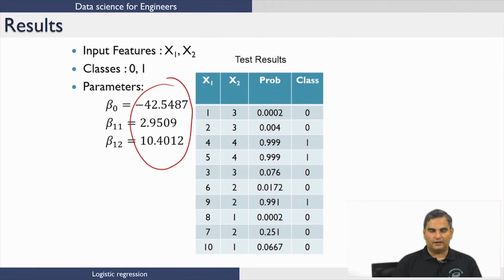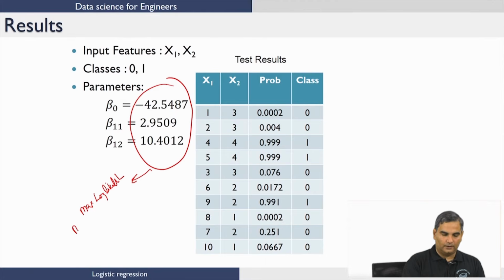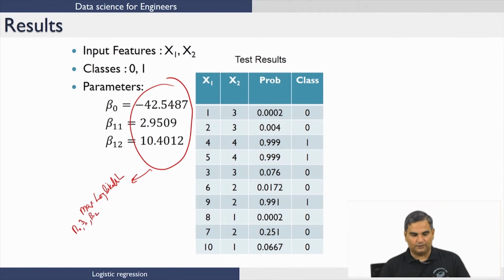These parameter values are got through the optimization formulation, where one is maximizing log likelihood with beta naught, beta 11 and beta 12 as decision variables. And as we see here, there are 3 decision variables because this was a 2-dimensional problem. So, one coefficient for each dimension and then one constant.